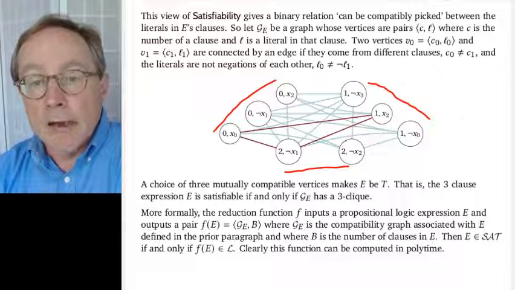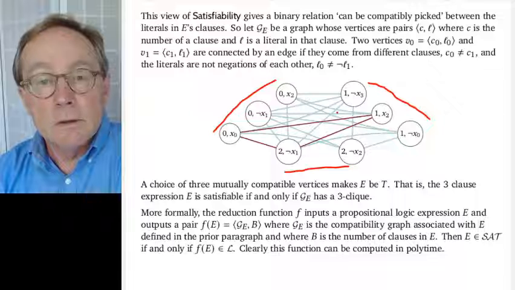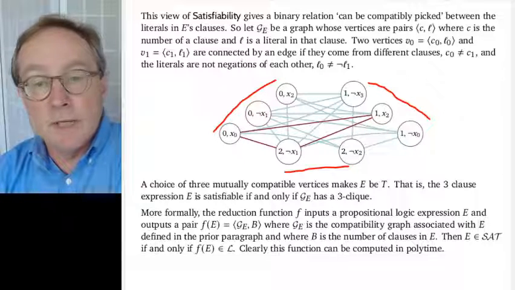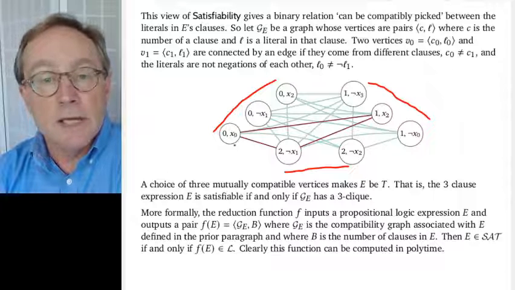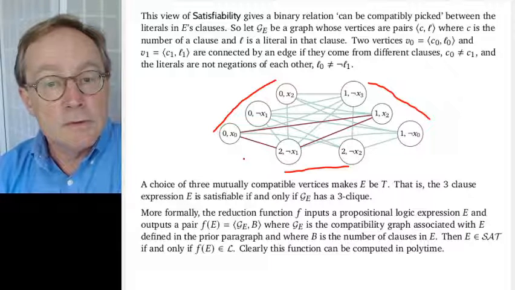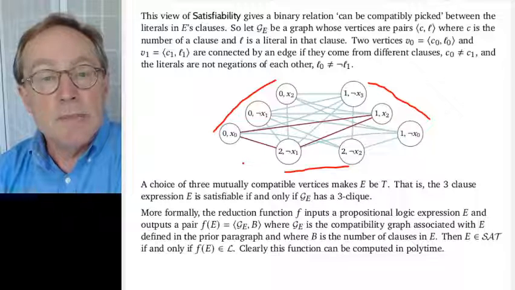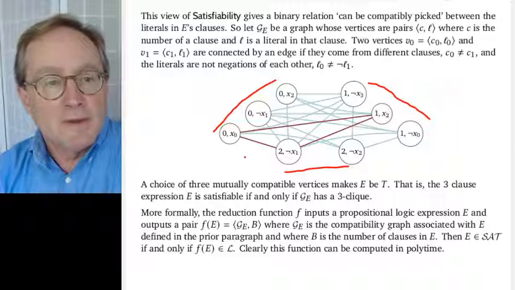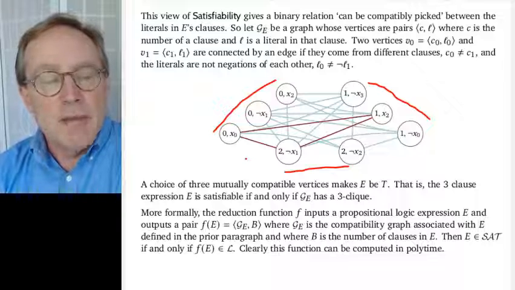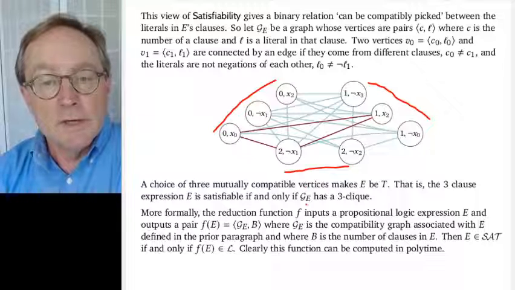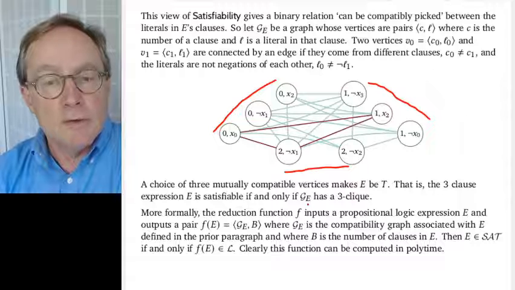You make a graph of a certain kind, and then you say to yourself, I can solve satisfiability if I settle the clique question on that graph. A choice of 3 mutually compatible vertices makes the expression from the prior slide be true. I won't keep flipping back because it's annoying. So that is, the 3-clause expression E is satisfiable if and only if G sub E, the graph that's right above here, has a 3-clique.